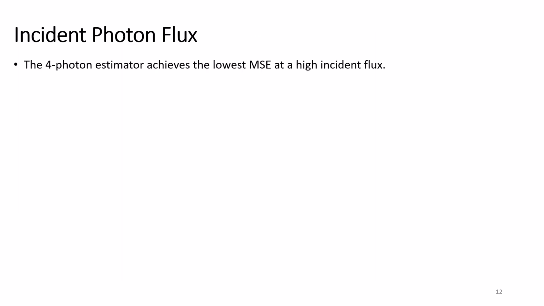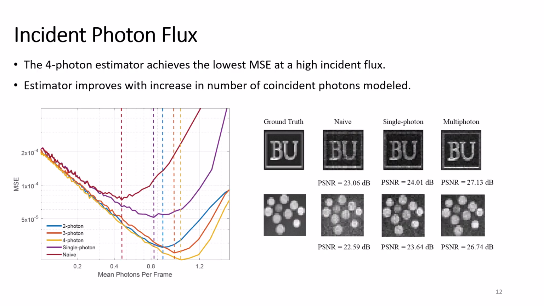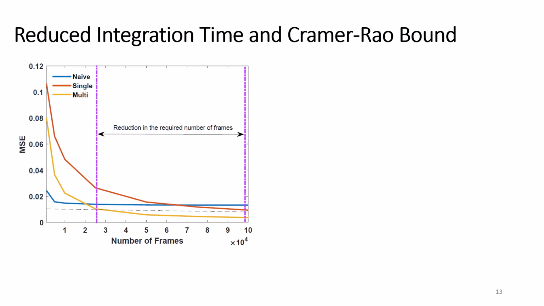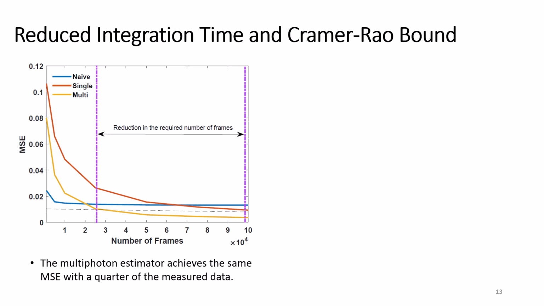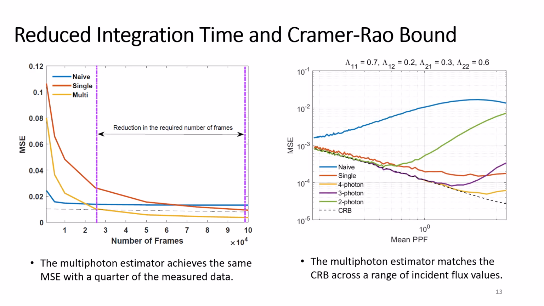We simulate the dependence of each of these estimators on the incident photon flux. The 4-photon estimator achieves the lowest MSE at a higher incident flux compared to the other methods, and the estimation improves with each modeled photon. We also show that the multiphoton estimator achieves a target reconstruction MSE with 4 times fewer frames compared to traditional methods. It also matches the Cramér-Rao bound closely across a range of incident flux values.